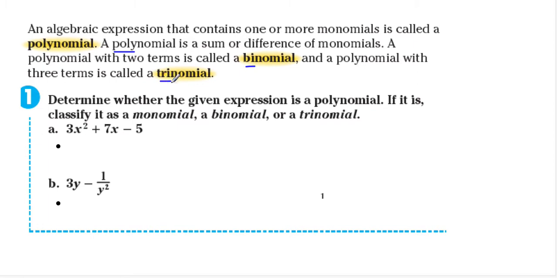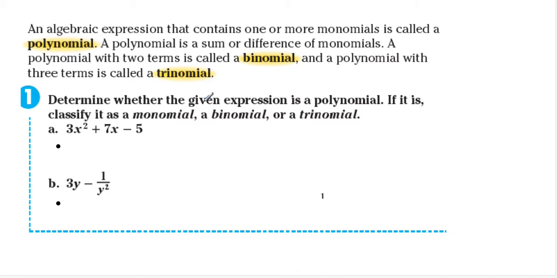That's an easier way to remember this. But also don't be confused: even though poly means many, a monomial, which is only one, is considered a polynomial. So a polynomial is a sum or difference of monomials. A polynomial with two terms is called a binomial, and three terms a trinomial.